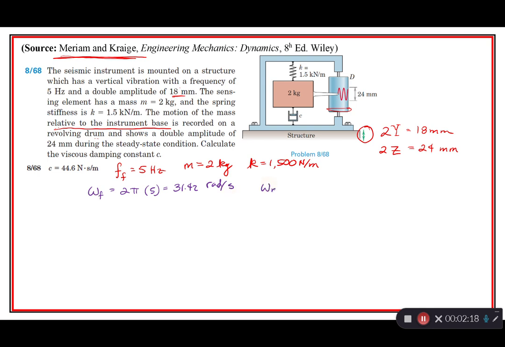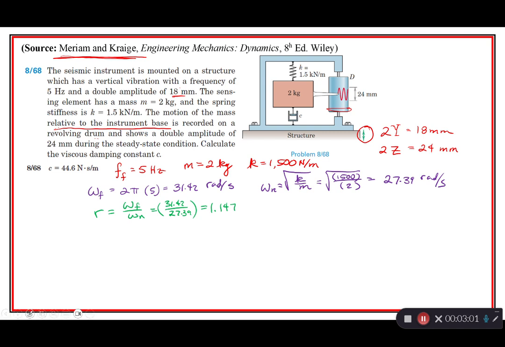We get the natural frequency, square root of K over M, or the square root of 1,500 stiffness, and the mass of it is 2. So we have ourselves 27.39 radians per second. So our R is omega F over omega N, 31.42 divided by 27.39. We can expect close to 1, and we got it.